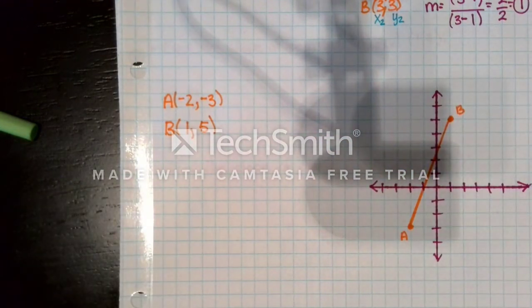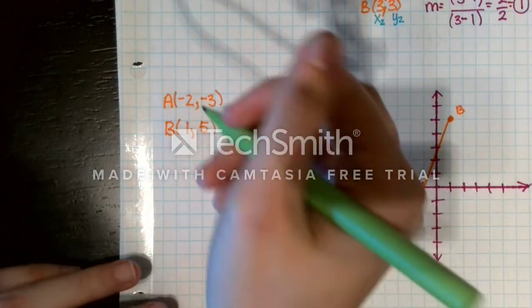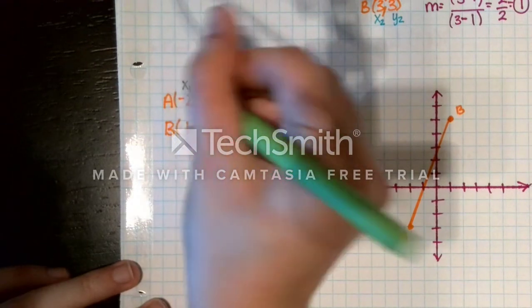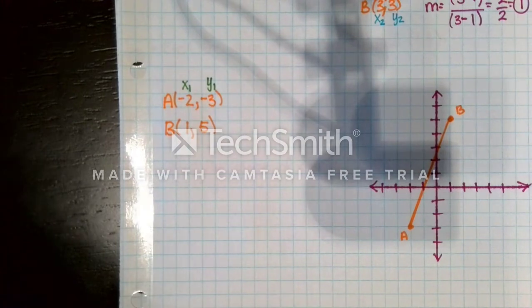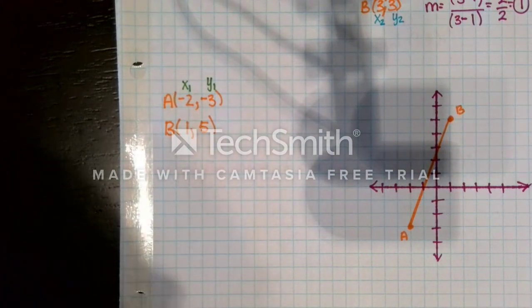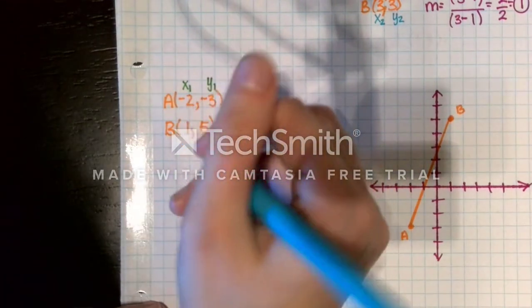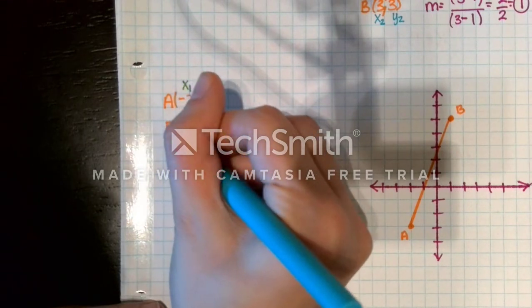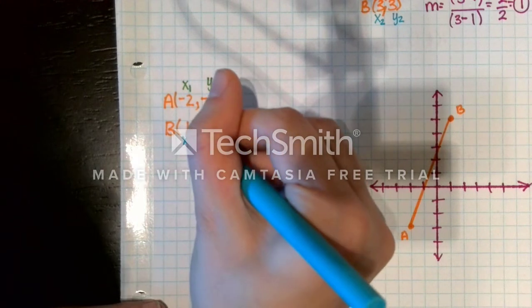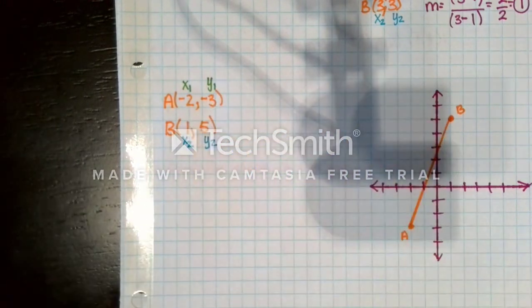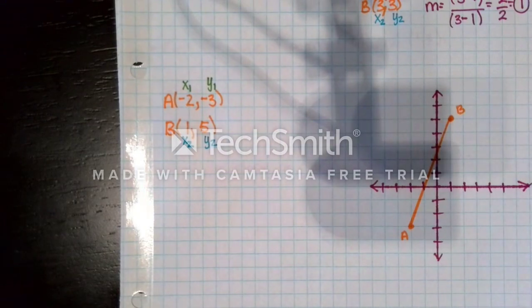And again, before you start plugging in, label your points. A is our first point, so that means -2 is x1, -3 is y1. B is your second point, which means 1 is your x2, 5 is your y2. Everything is labeled, so now plug it in.